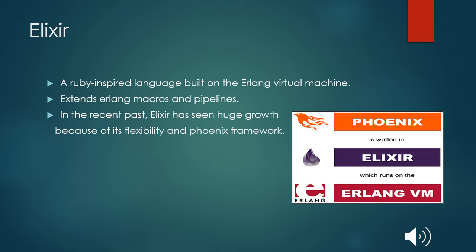Now let me talk about Elixir. Elixir is a Ruby-inspired language built on the Erlang virtual machine. So Elixir is basically on the top layer of Erlang. It extends Erlang with macros and pipelines as well. In the recent past, the fame of Elixir has increased because of a framework called Phoenix. Phoenix is written with the help of Elixir, and it brought fame to Erlang. Even though Erlang and Elixir are built for the same purpose, Elixir is built for large scale and low latency applications.